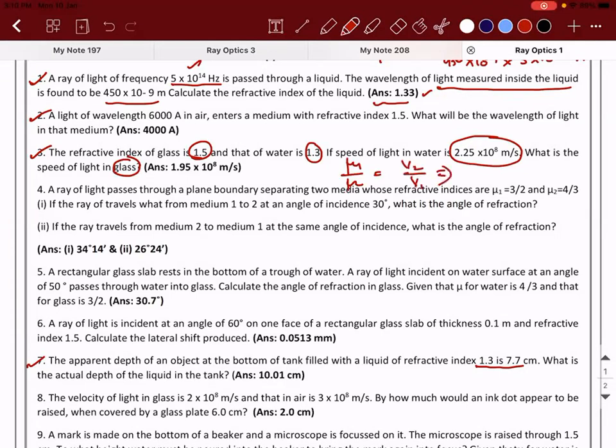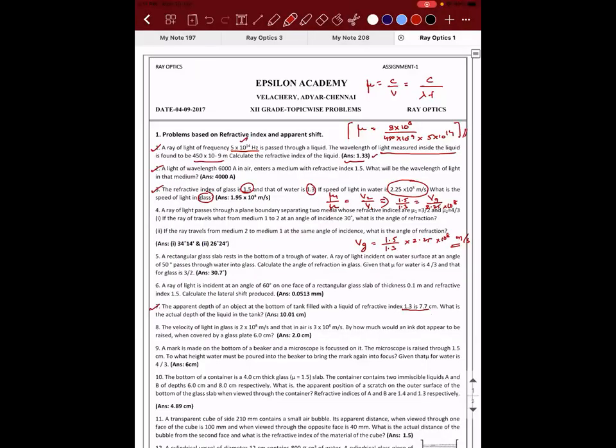So 1.5 divided by 1.3 is equal to V2 by V1. What is V2? V2 is what you need to find, the speed of light in glass, divided by the speed of light in water, which is 2.25 into 10 power 8. So what is the speed of light in glass? It is going to be 1.5 divided by 1.3 into 2.25 into 10 power 8 meter per second. On solving this, you will get this answer.